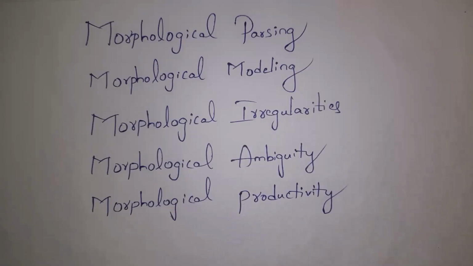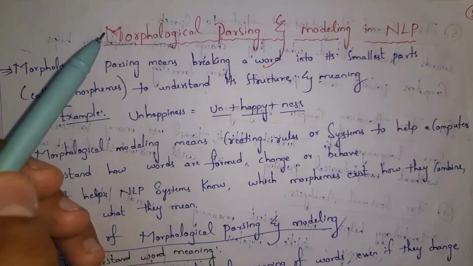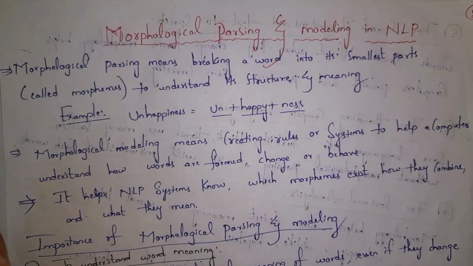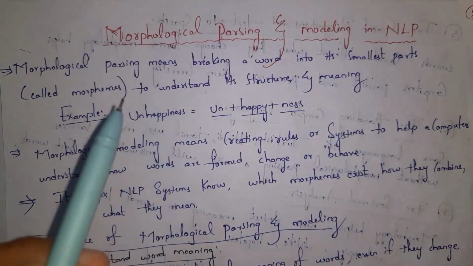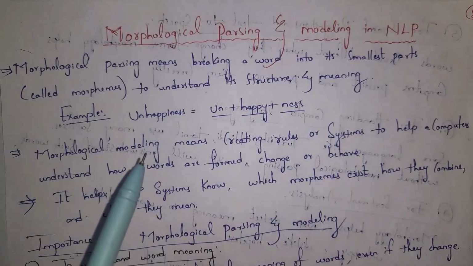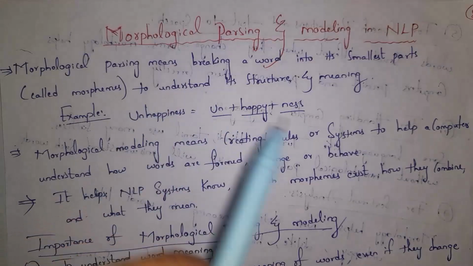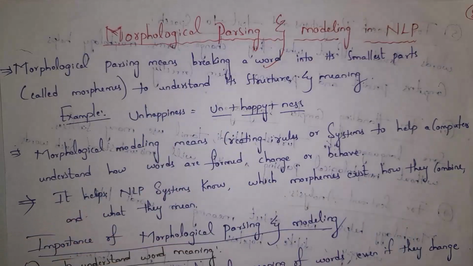Let's get started. First I will explain what is morphological parsing. Guys, morphological parsing means breaking a word into smallest parts. We call those smallest parts morphemes, and we will break a word into smallest parts in order to understand its meaning and structure. Guys, I will give one simple example so that you can clearly understand what is morphological parsing.